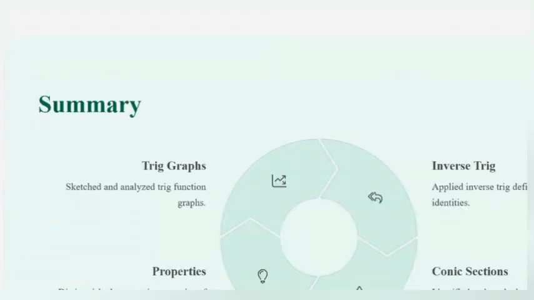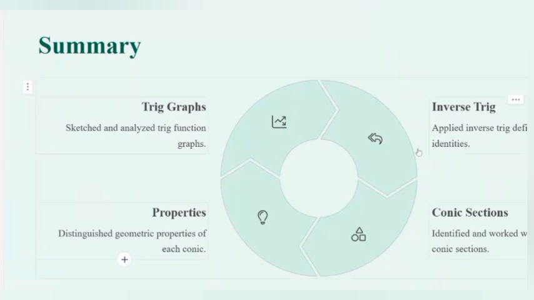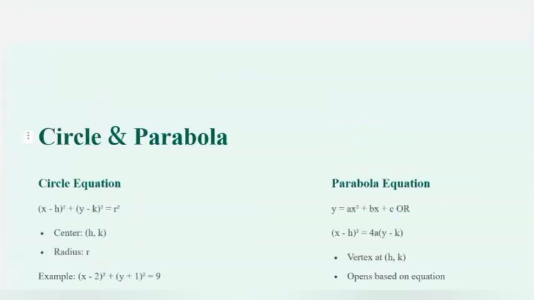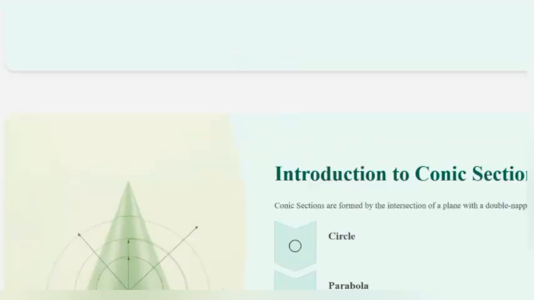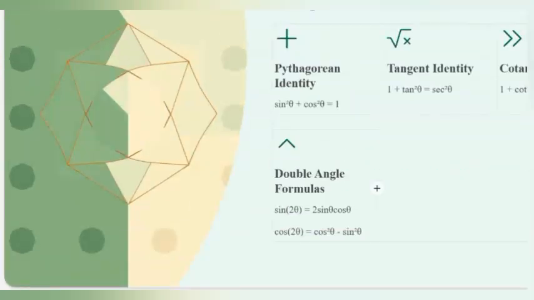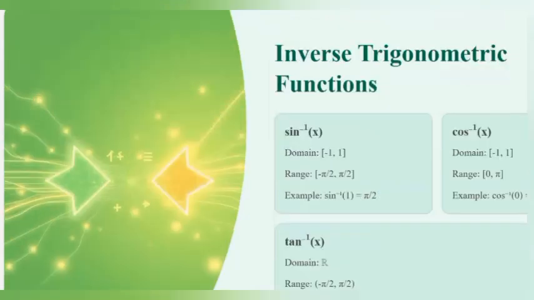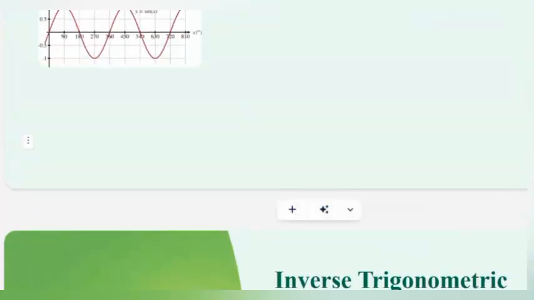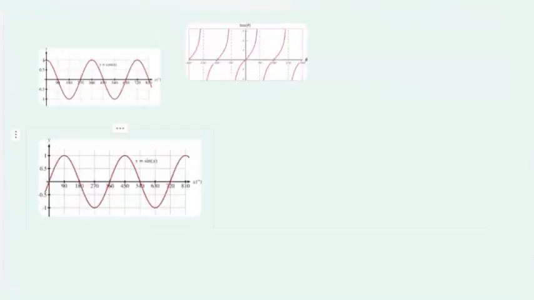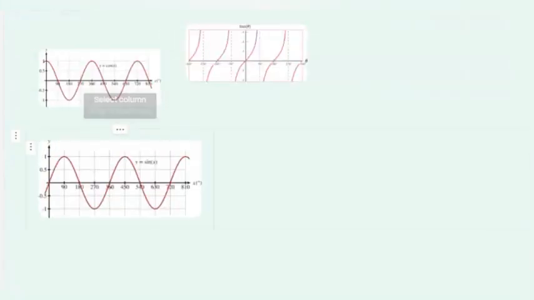So in summary, we've been able to look at trigonometric graphs. We've sketched and analyzed trig function graphs. We looked at the inverse trig functions. Now, before I continue, one important thing to note is about the trigonometric functions themselves. I mentioned that the sine function and the cosine function are all cyclical, right? So they go back and repeat at the same point.